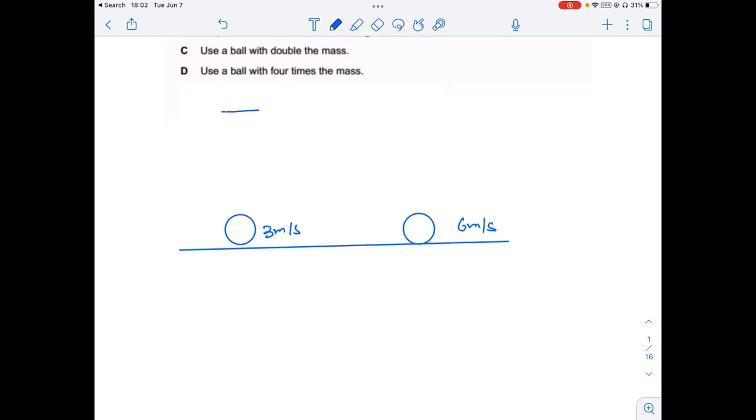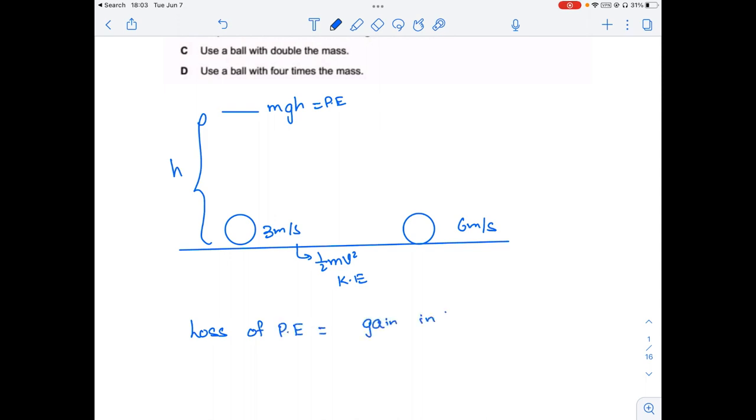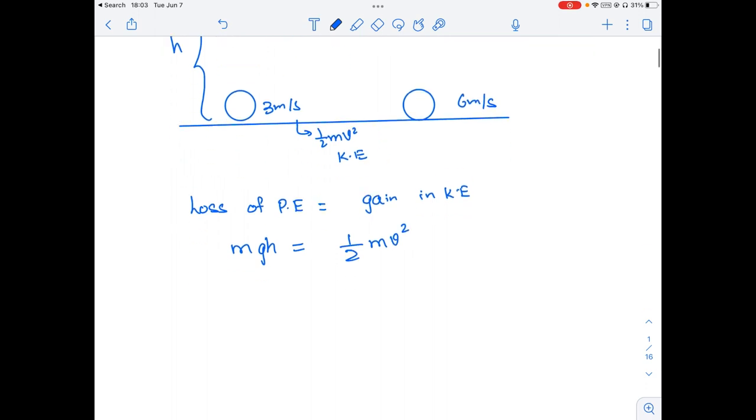So we are dropping from a particular height. For example, this height is going to be h. So it will have potential energy at the top, and at the bottom it will have only kinetic energy, half mv square. Potential energy at the top and kinetic energy at the bottom. So the loss of gravitational potential energy should be equal to the gain in kinetic energy. So mgh equals half mv square. The potential energy at the top should be equal to the kinetic energy at the bottom.